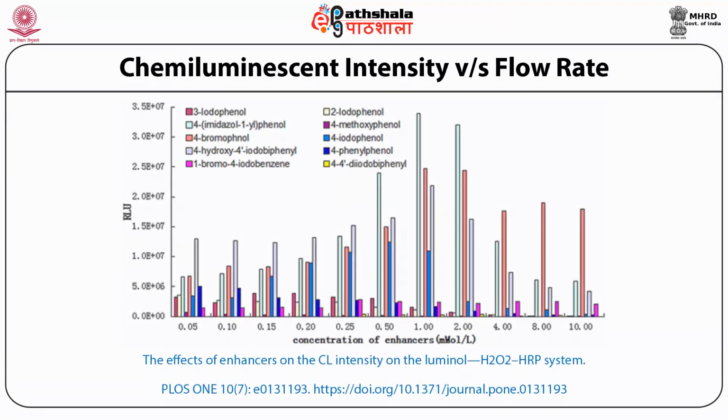This picture from PLOS One also shows you the effect of enhancers on the chemiluminescent intensity on the luminol, hydrogen peroxide and HRP system. Different enhancers have been used and we can see different effects with the concentration of the enhancer. 4-imidazole-1-ylphenol has the highest effect at 1 mole per liter of the solution.